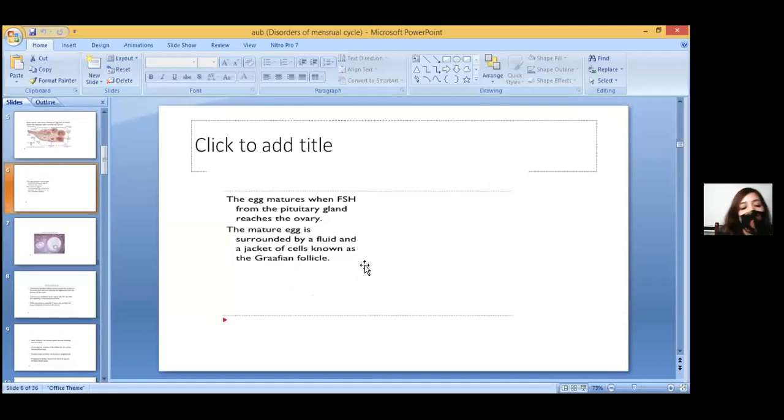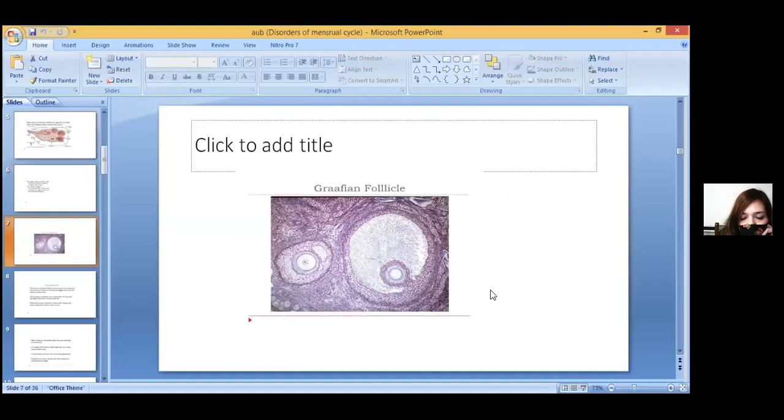So the egg matures when the FSH from the pituitary gland reaches the ovary. FSH is released from the anterior pituitary gland, and when it acts on the ovary, a mature follicle is formed. As I told you, this mature follicle is surrounded by a jacket of cells that is called the Graafian follicle. Here you can see a Graafian follicle and an egg that is surrounded by it.